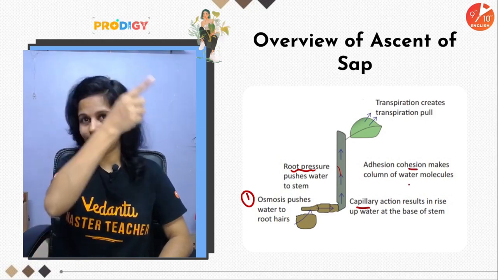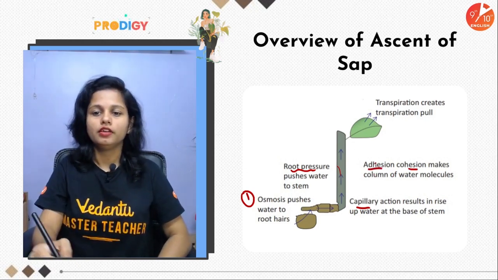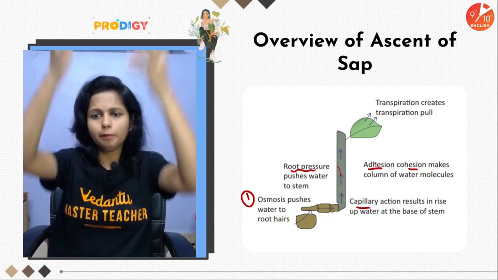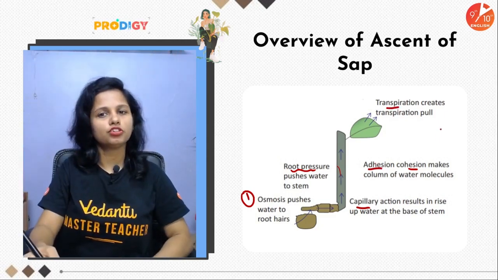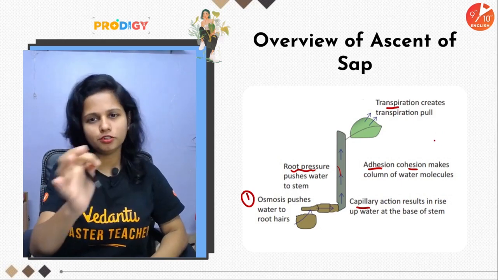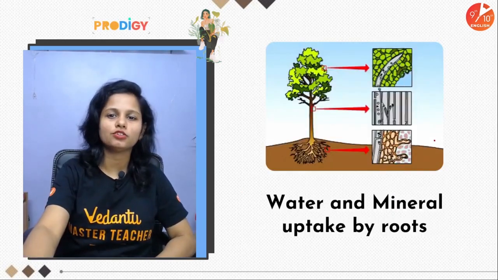Water molecules get attracted to the cell wall, adhesion, and thus it helps to pull the water up. And finally, it's the transpiration which leads to transpiration pull. So that's the overview of ascent of sap.